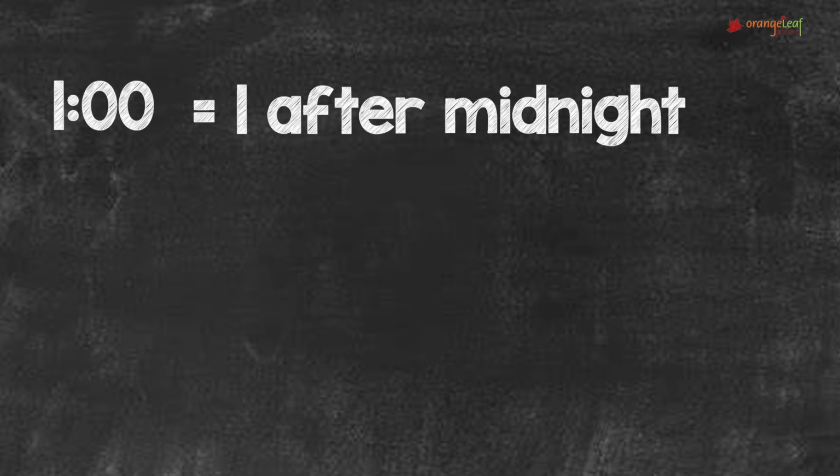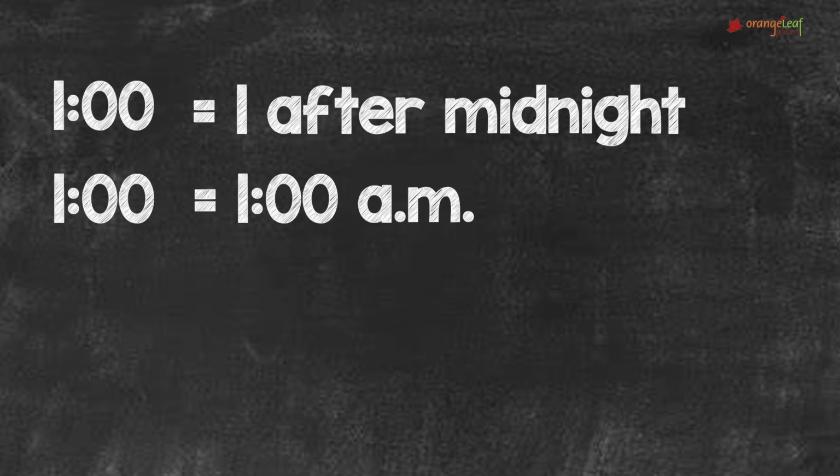Now, for the next question, we need to write the time from the 24-hour clock format to the 12-hour clock format. The first question says 1 hours, which means it is after midnight. So, in the 12-hour clock system, that would be 1 a.m.